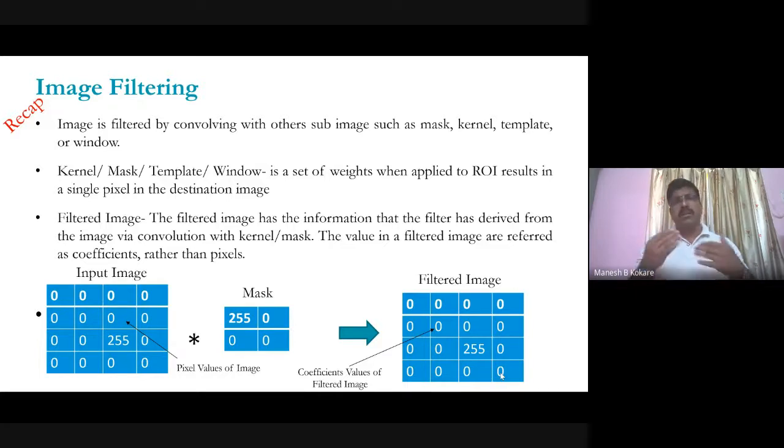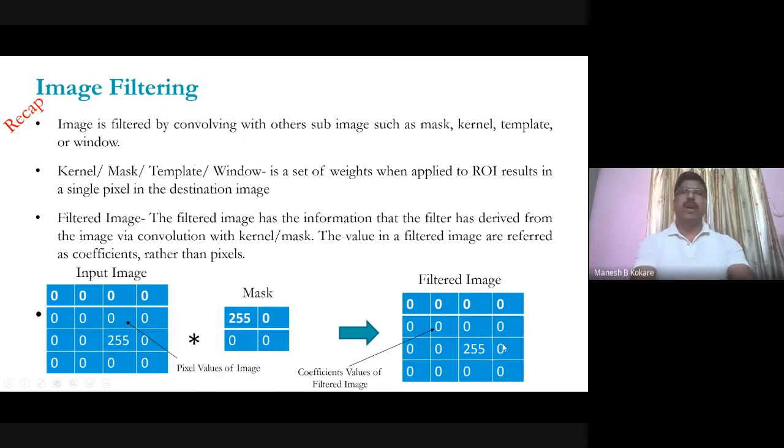And the third thing we talked about yesterday is image filtering. So image filtering, as I explained yesterday, has four types of filters: low pass filtering, high pass filtering, band pass filtering and band stop filtering. So that concept I explained to you yesterday.